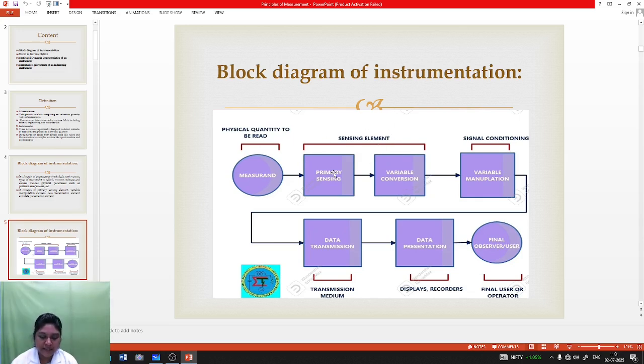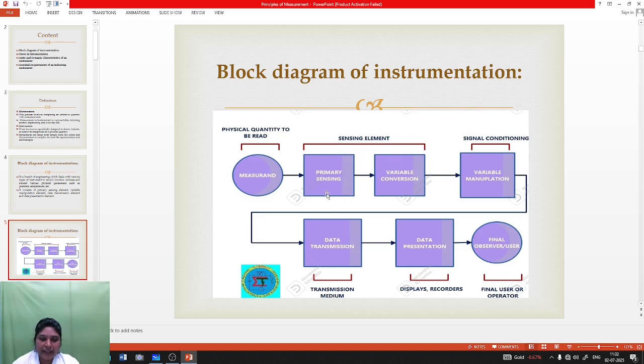So what is the primary sensing element? The first detection of the measurement is done by the primary sensing element. If we consider the example of an ammeter, in an ammeter a coil carrying the current will be the primary sensing element. If there is a physical parameter like temperature or pressure, first you have to convert it to an electrical parameter. That can be done with the help of a transducer. By a transducer, we convert the non-electrical parameter to an electrical parameter.